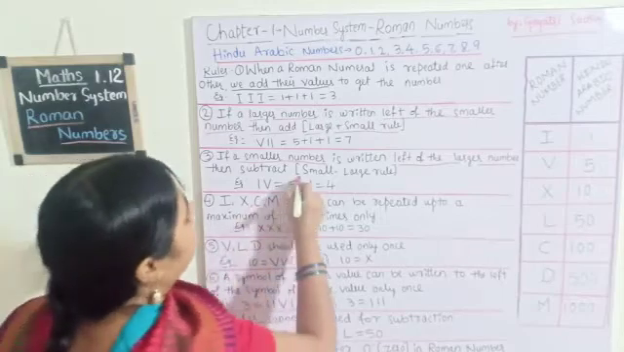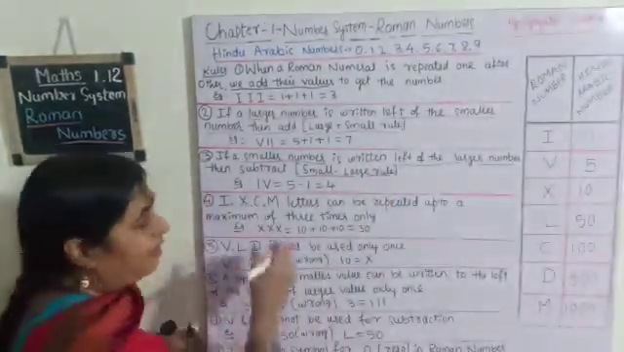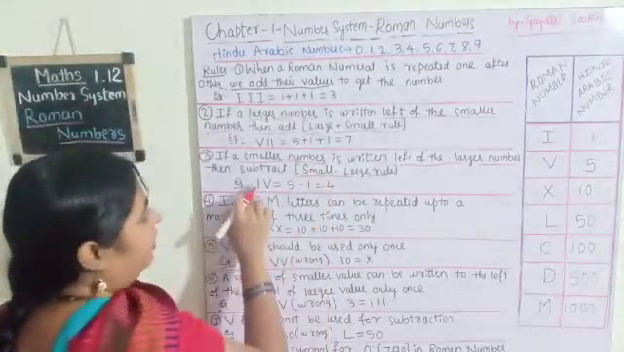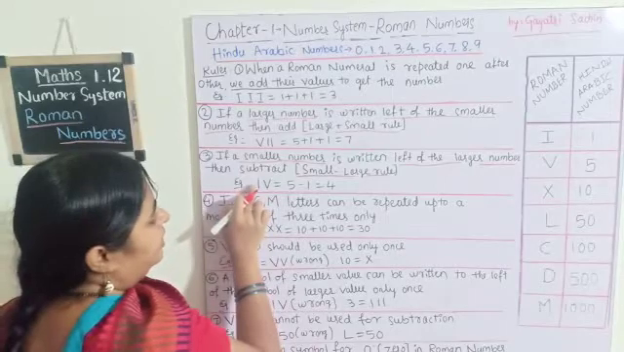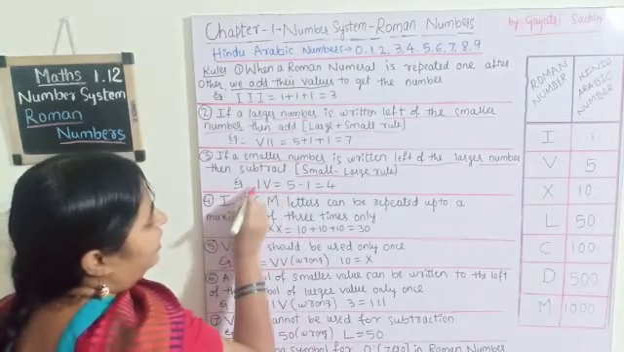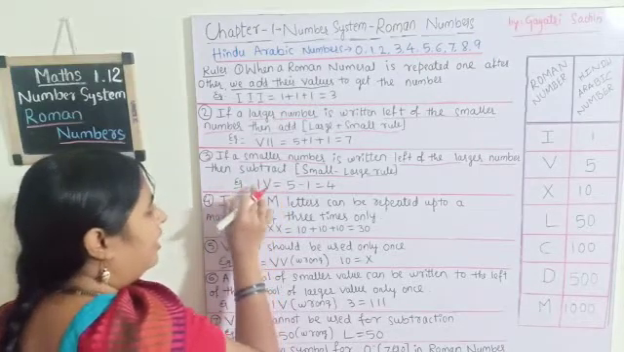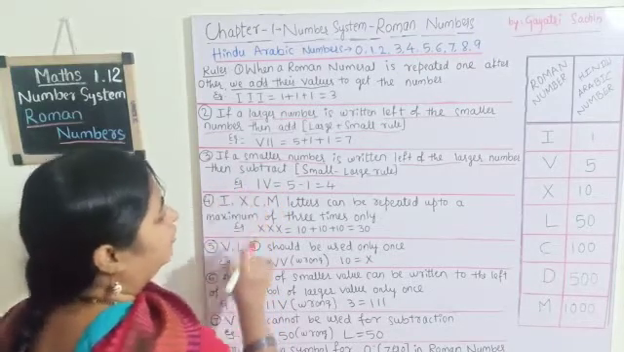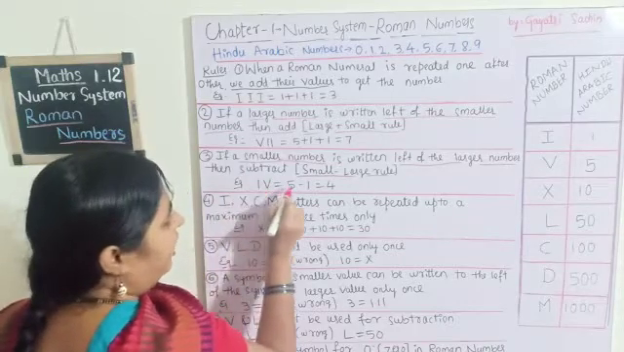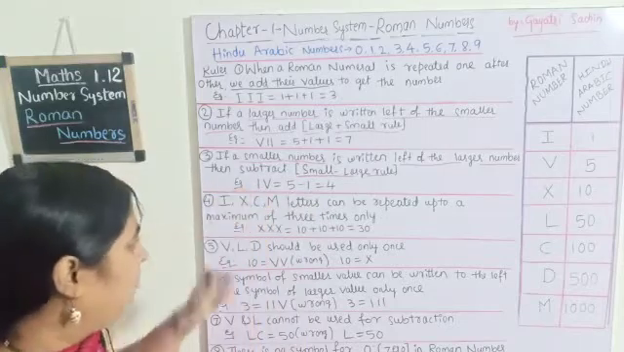We can call this the small minus large rule, but anyway, we have to subtract the smaller from the larger. See here, this is I and this is V. V is 5 and I is 1. Here, the larger number has a smaller number written to its left, which means I have to subtract 1 from 5. 5 minus 1 equals 4. We write 4 in the Roman number like this.